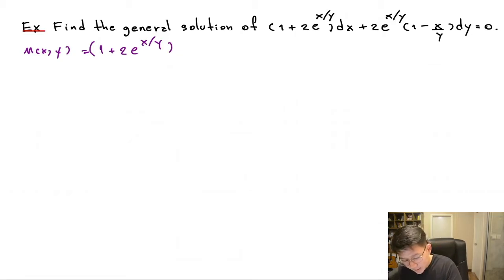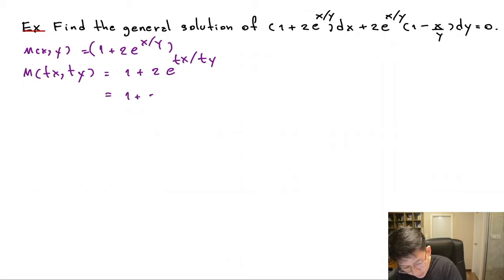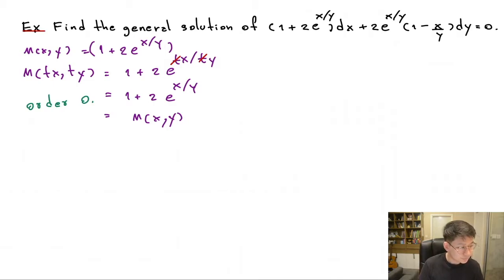So we can see that M of tx, ty is 1 plus 2e to the tx divided by ty, right? And that is actually 1 plus 2e to the x divided by y. This t cancels out. So in that case, this is actually just M of x, y. So it is homogeneous of order 0. Make sense? Why? Because here you have t to the power of 0.